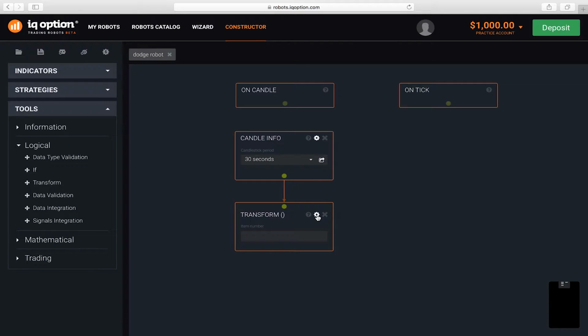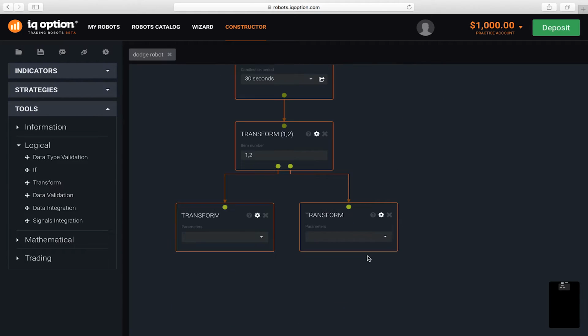In the parameters, enter comma-separated numbers of the desired candles, the first one and the second one. Now use two more transform blocks to get information about the closing price and opening price from these candles. Establish connections between the blocks, open the settings, and select the desired values in the drop-down list, the opening price and closing price.